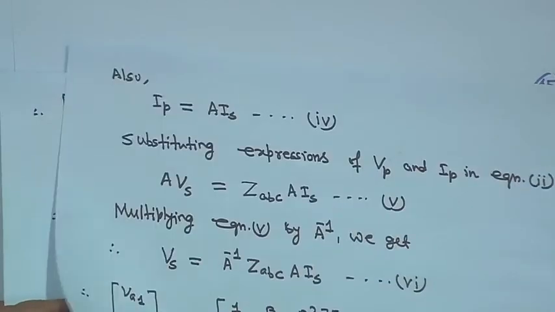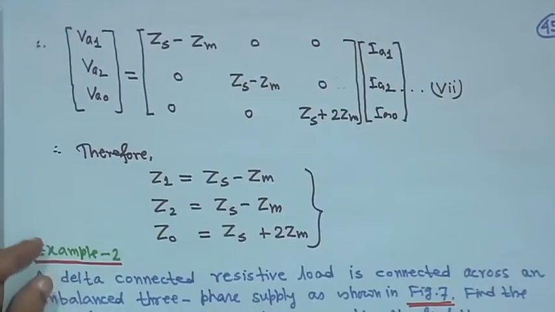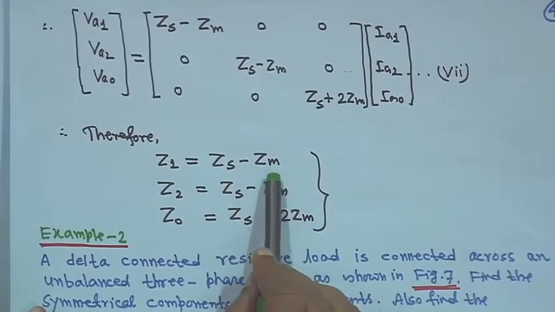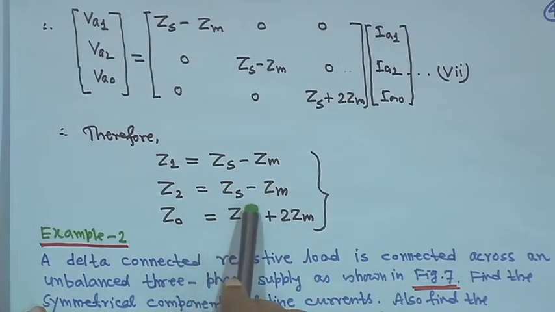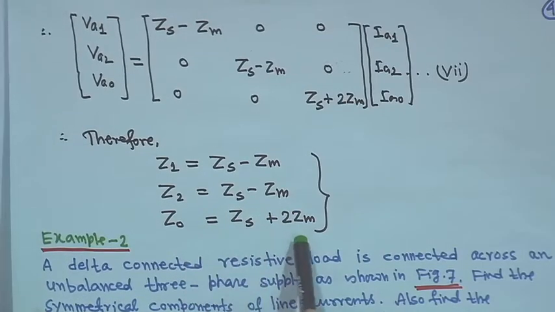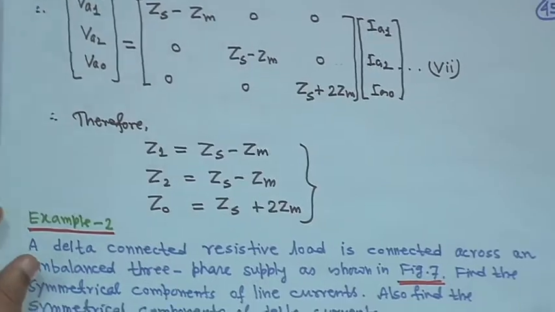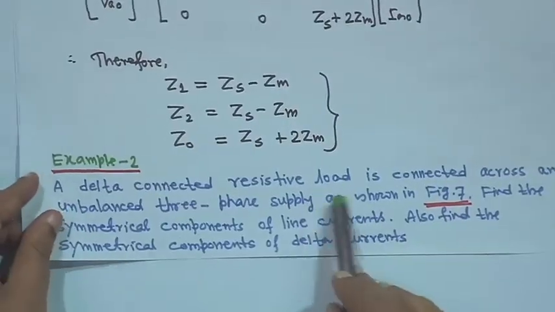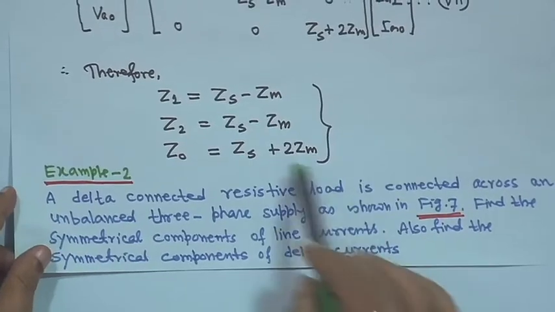Therefore, Z1, the positive sequence impedance, will be Zs minus Zm, the negative sequence also Zs minus Zm, and the zero sequence will become Zs plus 2Zm. So, the next example is a delta connected resistive load. This you have understood.